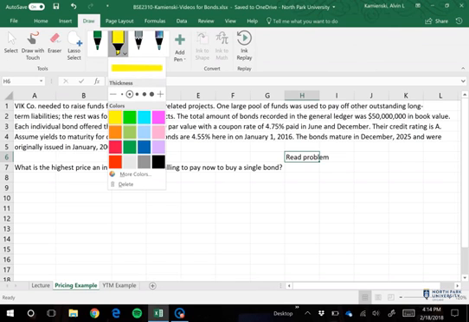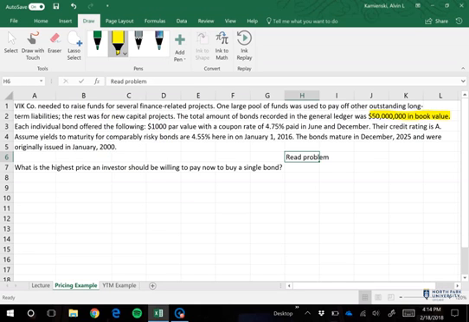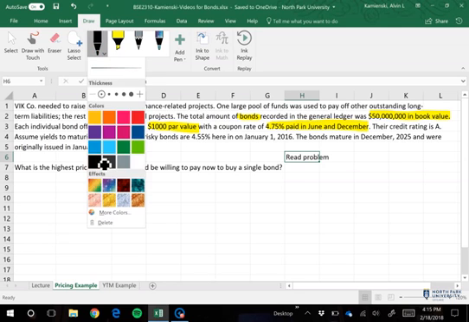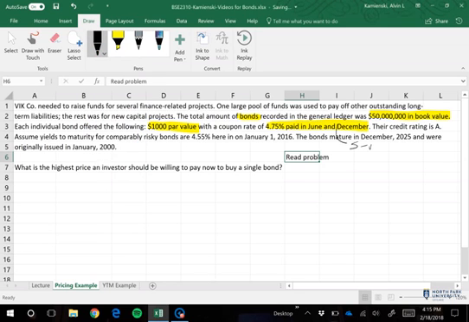Whenever I do problems like these, I'm always looking for the numerical values that I'm going to use in Excel. For example, I see that there's $50 million in total book value of bonds, and that each bond has a $1,000 par value and a 4.75 coupon paid in June and in December. What that tells me then is those bond payments are semi-annual in nature. Their credit rating is A, and prices for similar risky bonds are 4.55%, and we're in January of 2016. The bonds mature in December 2025, and were originally issued in January of 2000.